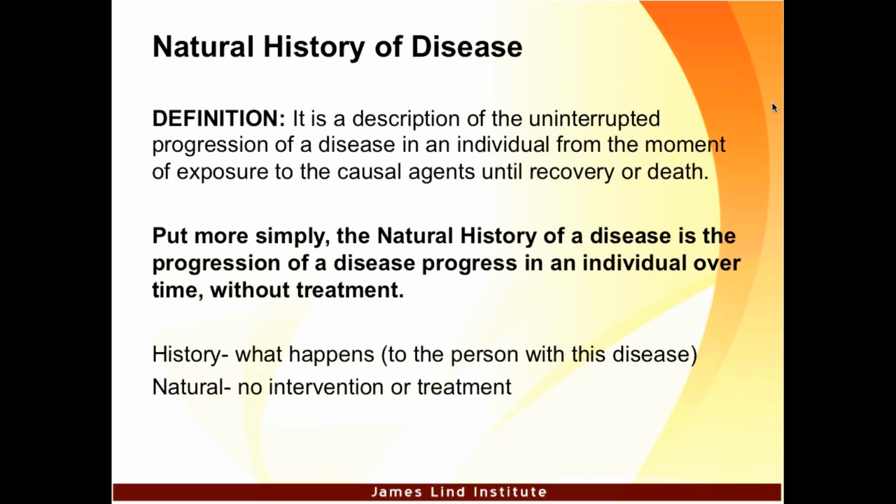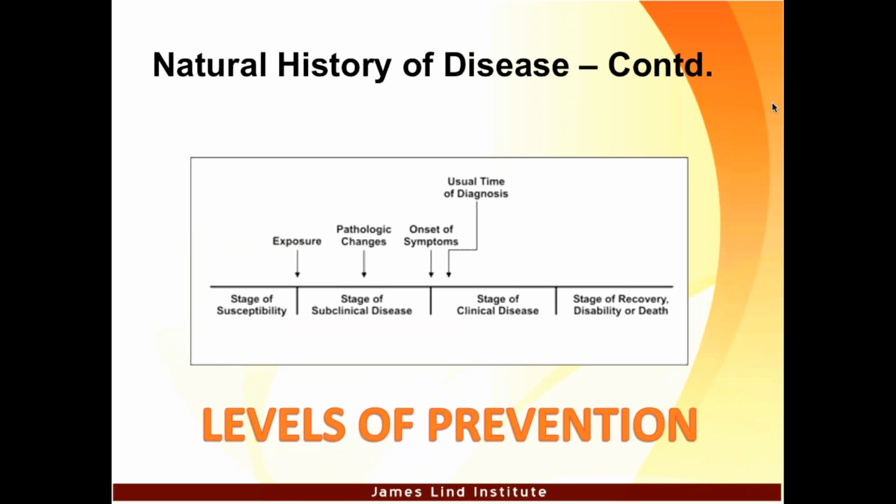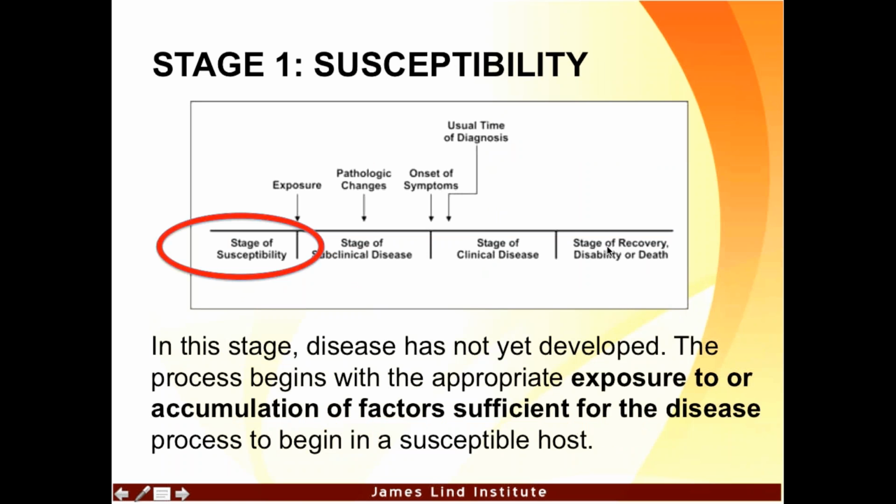So let's have a look at the different stages of a disease. First, we have the stage of susceptibility. This is the stage where the person isn't infected but at risk. Then we have the stage of subclinical disease, where they're infected but there's no symptoms. Clinical disease, they have symptoms. And then finally, we have the stage of recovery, disability, or death, so the outcome of the disease. We're going to look at those now each in turn in a little bit more detail.